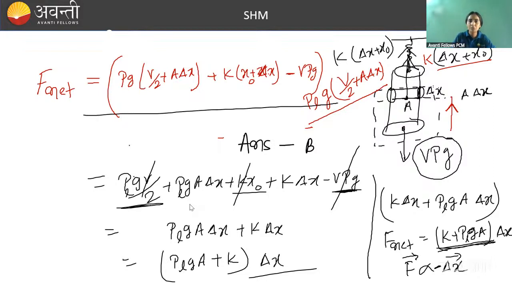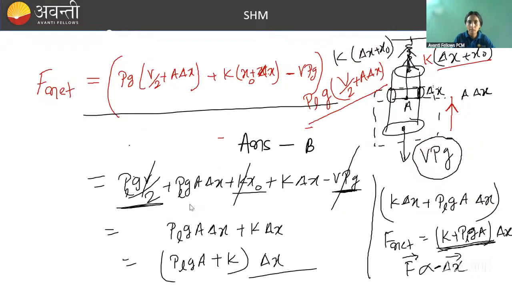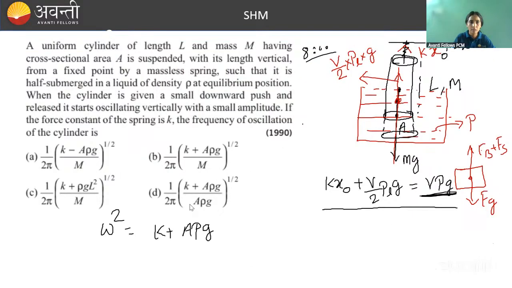So you did not need to write this much. You just need to check with the extra forces acting. Done? So what will you write for omega square here? k plus A rho g, where the density of liquid is given as rho. So this is your omega square. Omega will be root under k plus A rho g. We needed to calculate what?